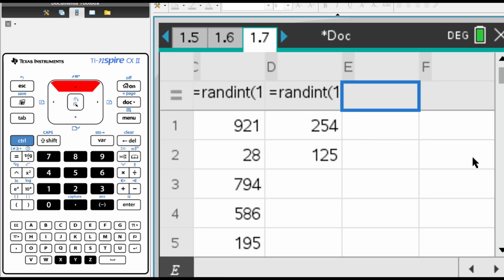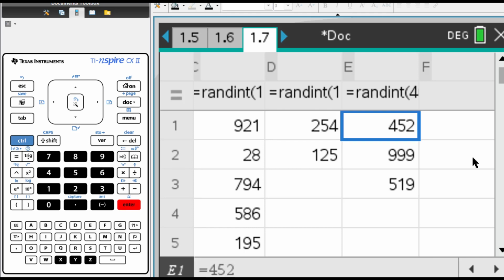Real quick, I will do the second stratum. It's RANDINT. And on that one, our lower bound is 401. Our upper bound is 1,000. And we needed, I think, 3 people. So, comma 3. And so out of that second stratum, we would select the individuals numbered 452, 999, and 519 to come up with our sample set from that group. We would continue that for the other two groups, put all those together, and there's our sample set.